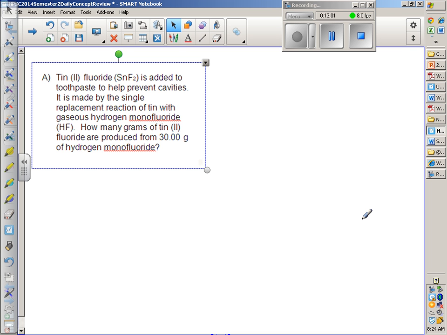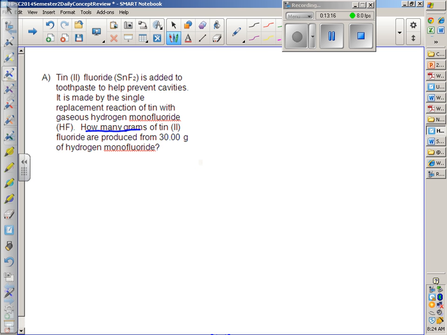So, let's go through this step by step, right? First thing we should do. What's the first thing we should do? What are we looking for, Sam? Tin 2 fluoride, grams of tin 2. How many grams of tin 2 fluoride are produced, right? So, how many grams of SnF2? Okay.